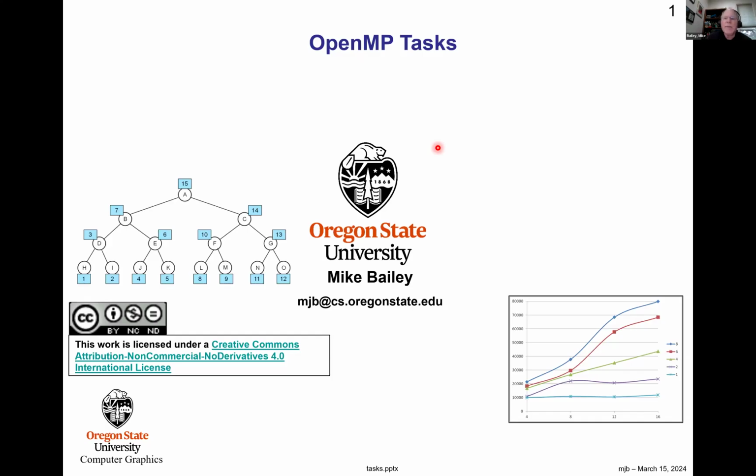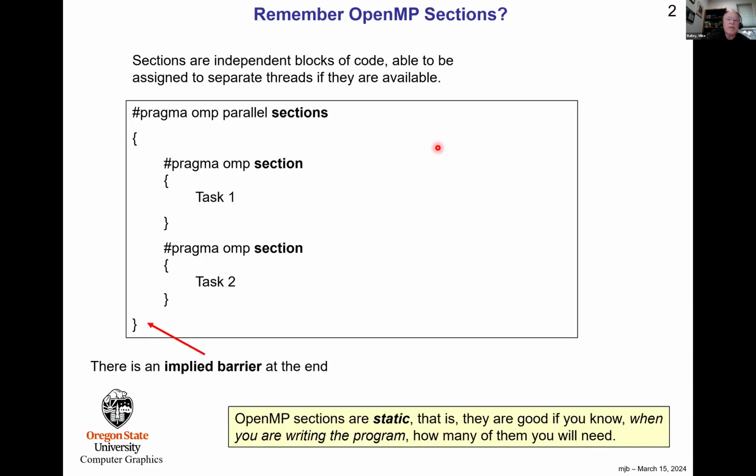Let's talk about OpenMP tasks. We've talked about OpenMP sections. Remember, sections worked like this. You created a thread team, so pragma omp parallel sections. Anything that begins with pragma omp parallel creates the thread team. And then pragma omp section, singular, says peel off one of the threads and execute this.